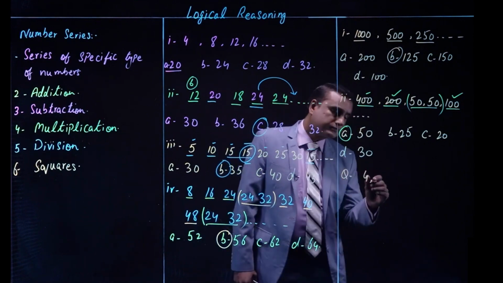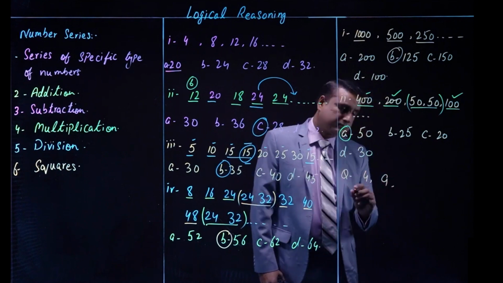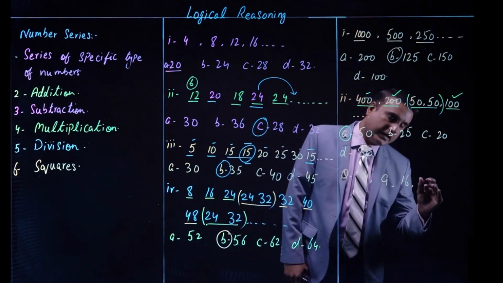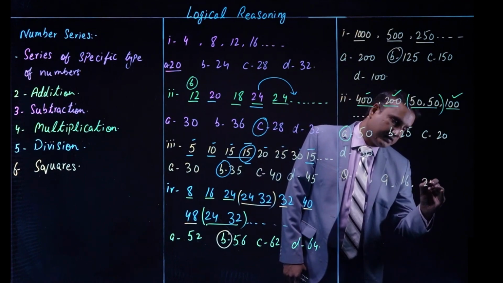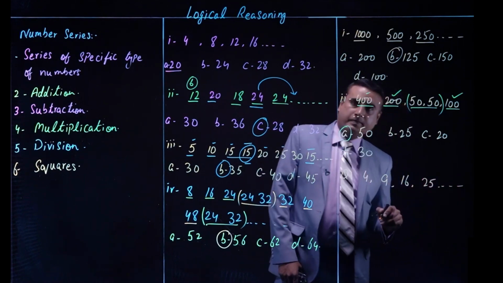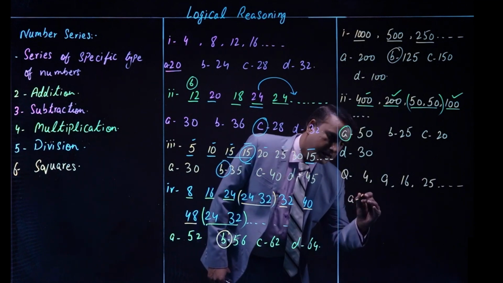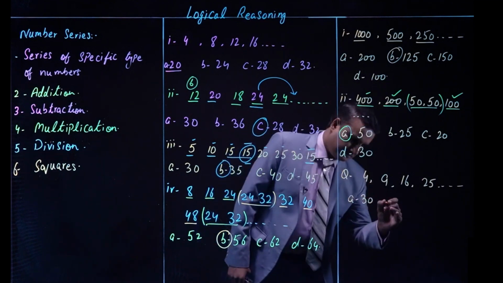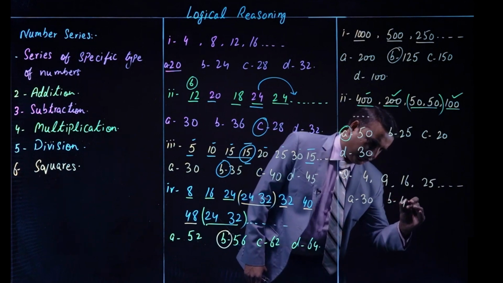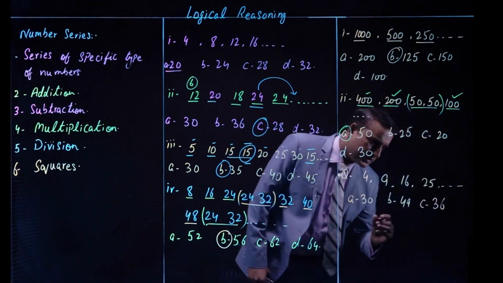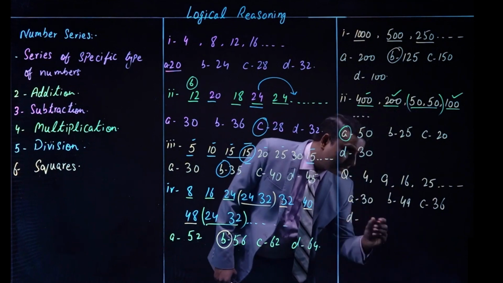For example, 4, 9, 16, and then you get 25, and you have the options alpha 30, beta 49, Charlie 36, and delta 64.